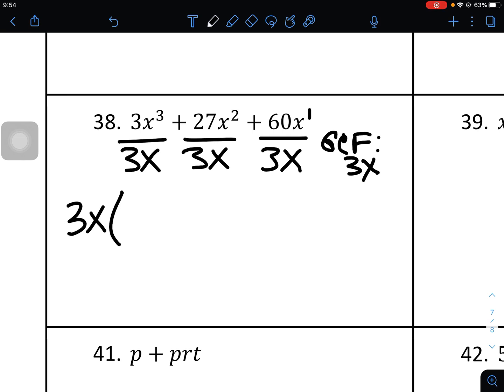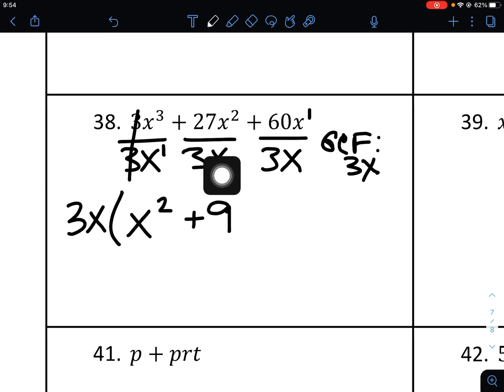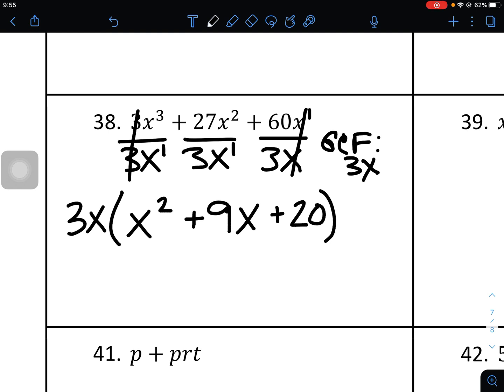And what I'm left with is 3 divided by 3 is 1, x to the third divided by x to the first. Remember, we subtract. 3 minus 1 is 2, so x squared. 27 divided by 3 is positive 9, which leaves me with 9, and then x squared divided by x, 2 minus 1 is 1. Remember, you don't need 1 as an exponent. And then these x's will go away. 1 minus 1 is 0. And 60 divided by 3 is 20. So again, you're always looking out for that greatest common factor no matter what.